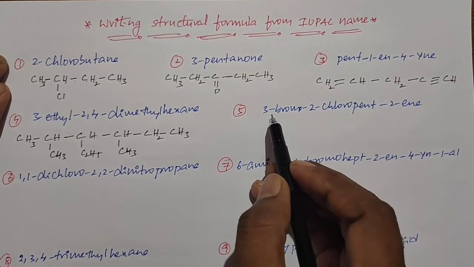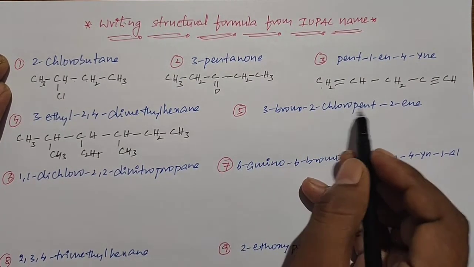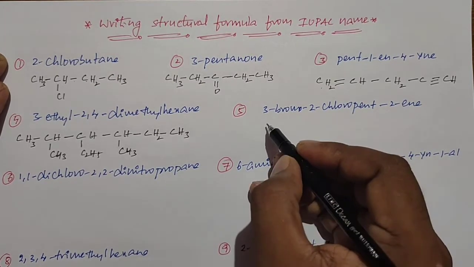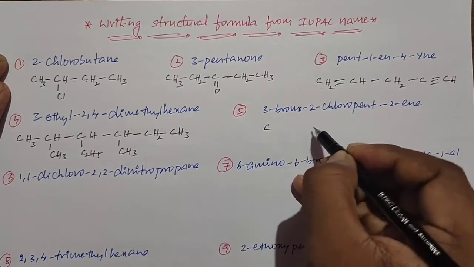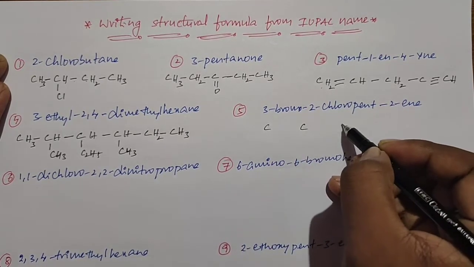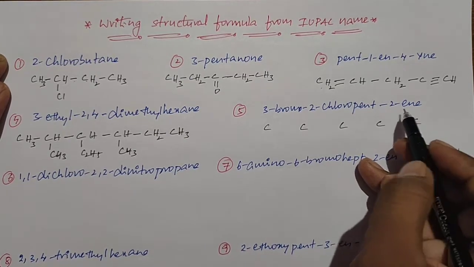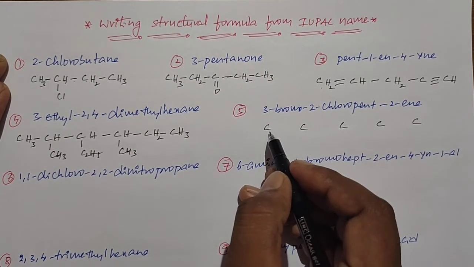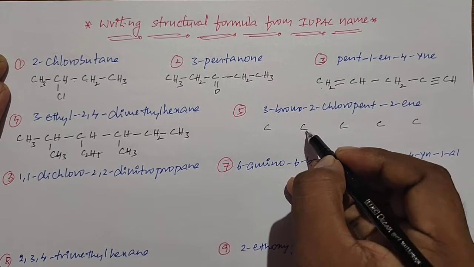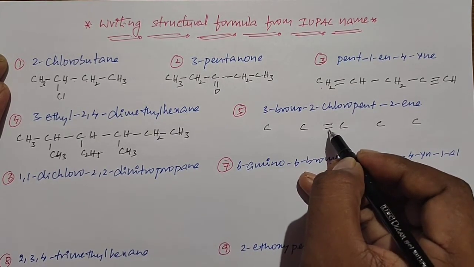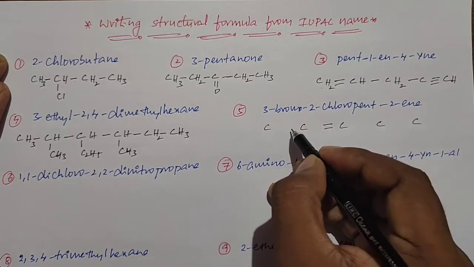Next example. It is given as 3-bromo-2-chloropent-2-ene. So here the root word is pent, so 5 carbons are present: 1, 2, 3, 4, 5. And the primary suffix is 2-ene. So if you take the first carbon from this side, we need to keep the double bond at the second carbon, in between the second and third carbon. So this is 2-ene. Remaining all are single bonds.